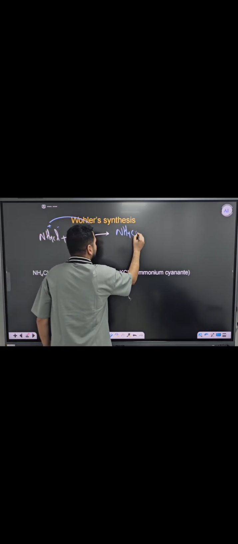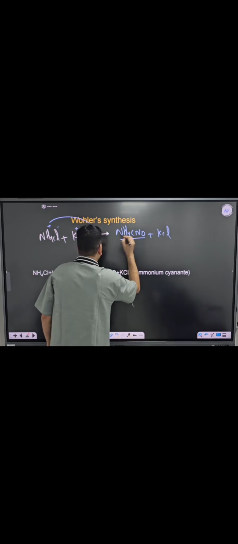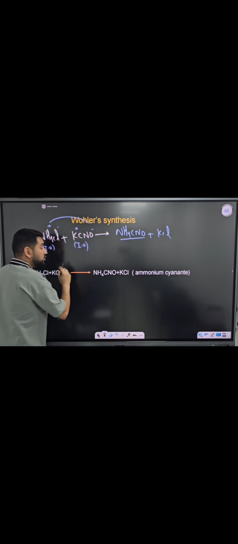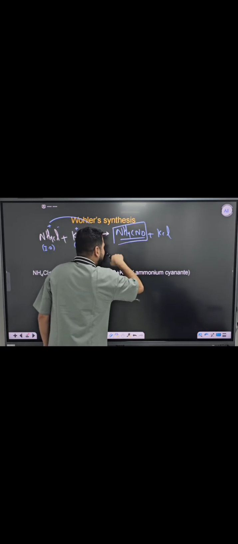I know that this is NH4 positive and this is Cl negative, this is K positive, this is CNO negative. Now the cation, positive, will go with the anion. So it will form NH4CNO and it will form KCl, right? Look here, this is an inorganic compound. This is also an inorganic compound. They are not organic compounds. They are inorganic compounds.